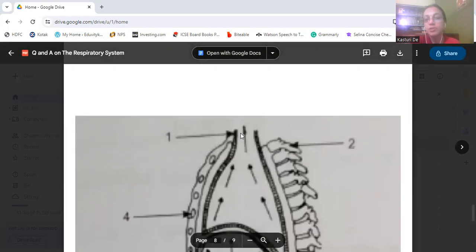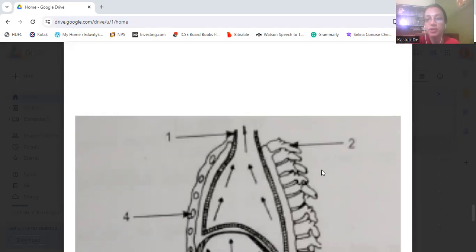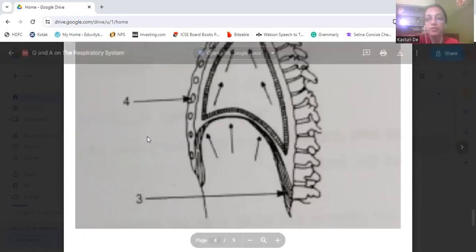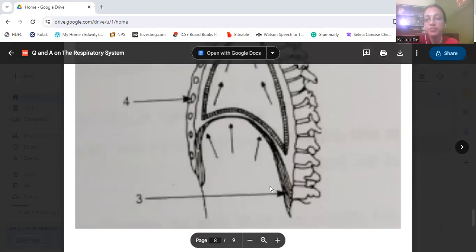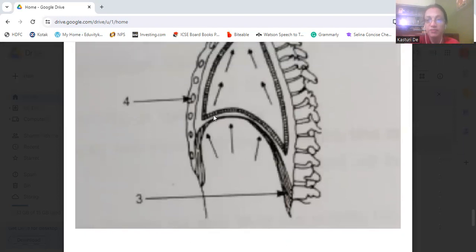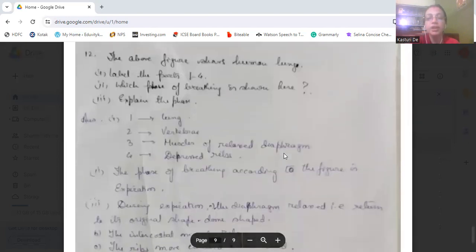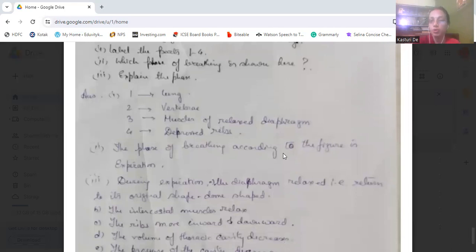See, this is the picture of the lung. First is the lung that is pointing out. Then the vertebrae, then the depressed ribs, and the muscles of the diaphragm. This is the diaphragm, and these are the muscles. Now, the phase shown here, according to the figure, is expiration. During expiration, we need to explain this phase.